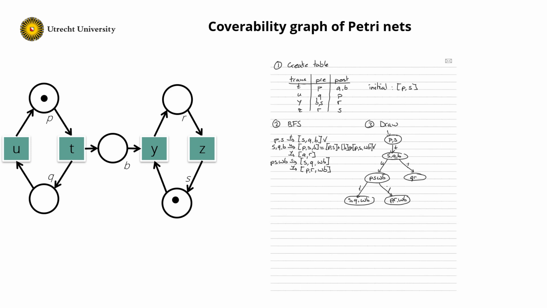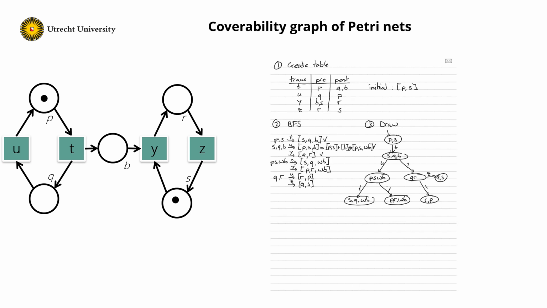Now I'm at QR. In QR, transition U can fire, and it gives me marking RP. Transition Z can also fire, and it gives me marking QS. So in QR, I can fire transition Z to go to QS, and I can fire transition U to go to RP. Then we have done that one as well.